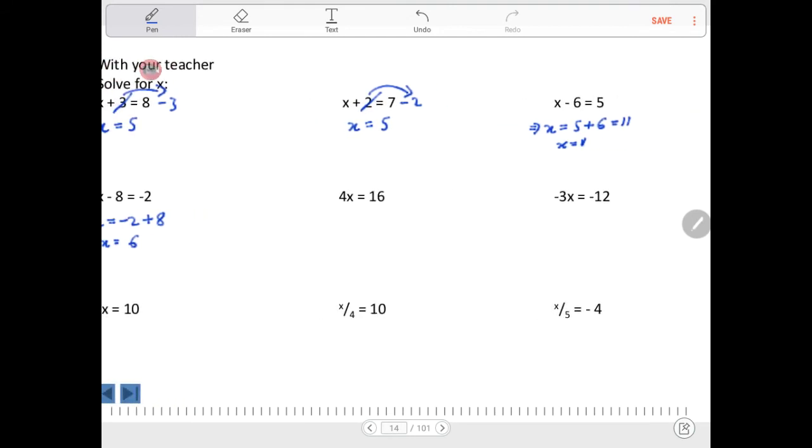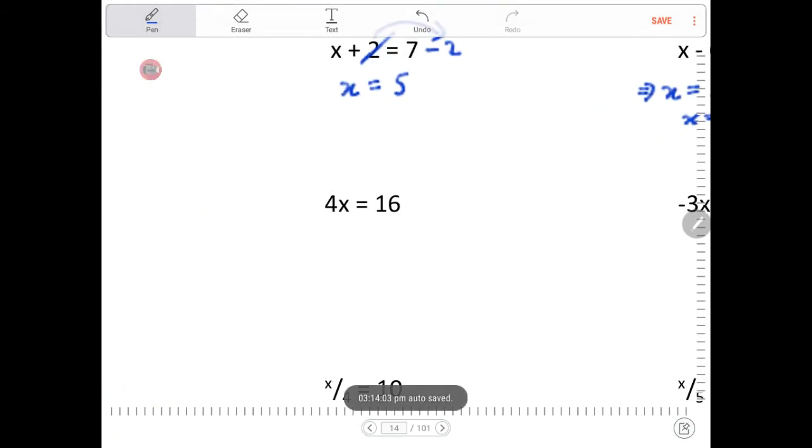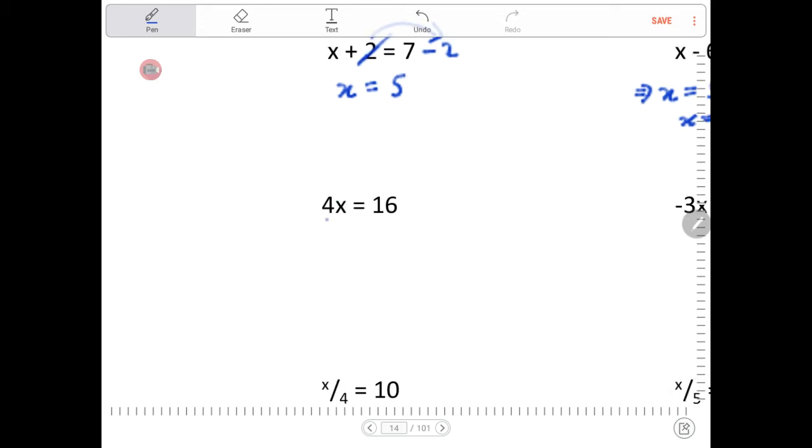Now we've got a slightly different looking one. We've got 4x equals 16, so there's nothing plussing or minusing here. What do we do? Well, obviously that 4 is stopping the x from being on its own. So that 4 needs to go on the other side and do the opposite. On this side, what's it doing? It's timesing by x. So we take it over to the other side and it divides. So instead of times 4, it does divide 4. So x equals 16 divided by 4. 16 divided by 4 is 4.